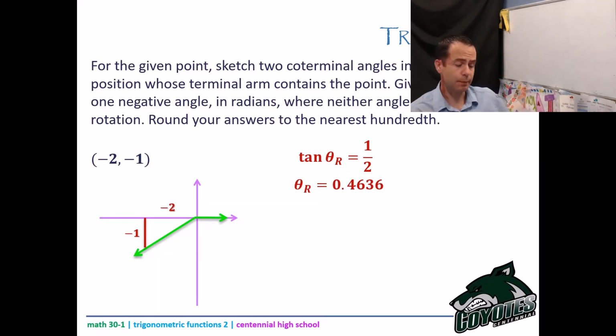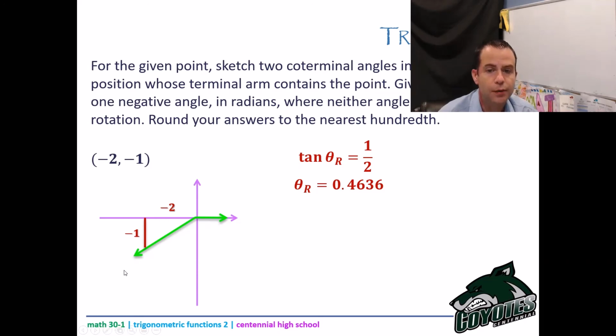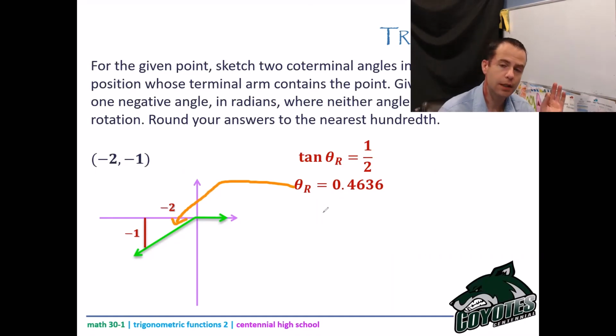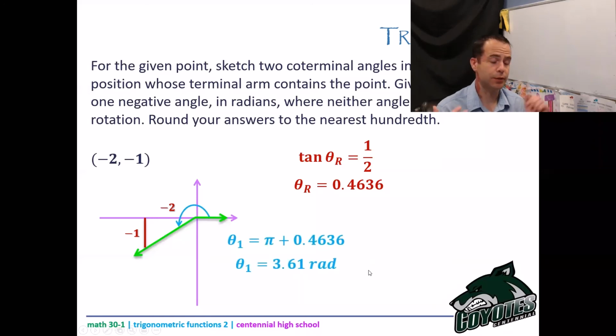I did that by making sure my calculator was in radian mode, and then I used second function tan of 1/2. That's where I'm getting the 0.4636. So that is the reference angle, and it goes right there. If I want two angles in standard position, the first one, let's say I'm looking for this one here, would be theta plus my reference angle. Theta plus my reference angle ends up being 3.61. So that's one of them.